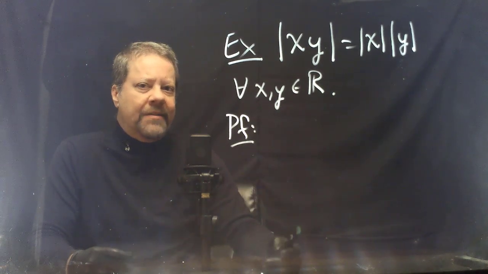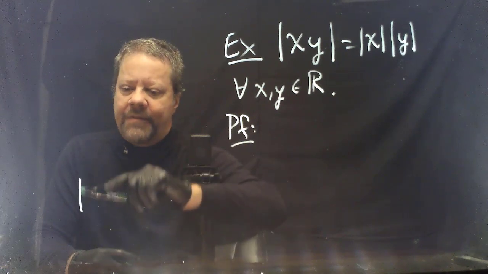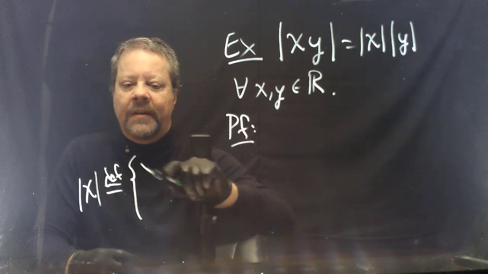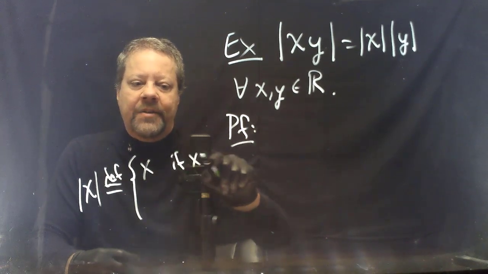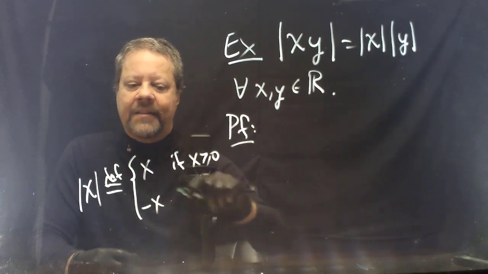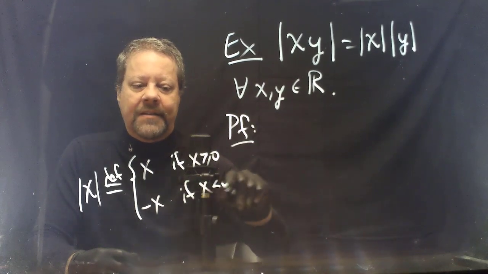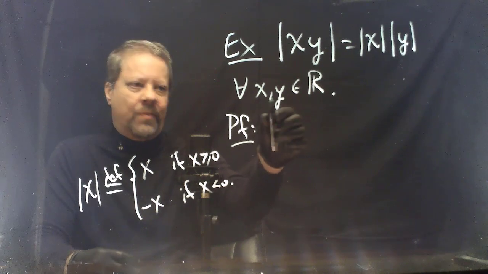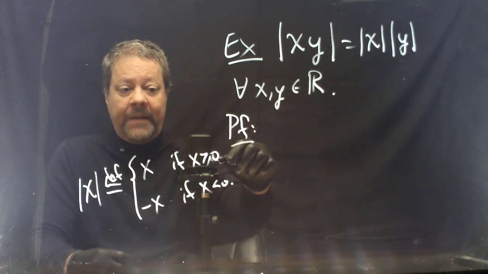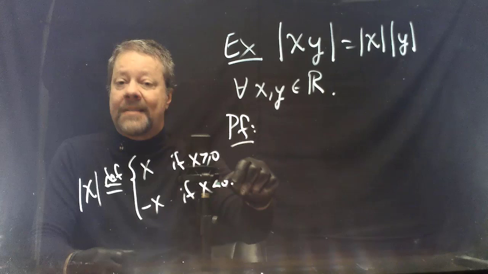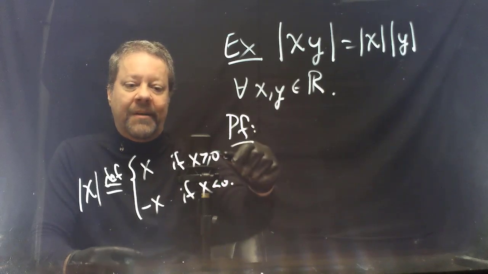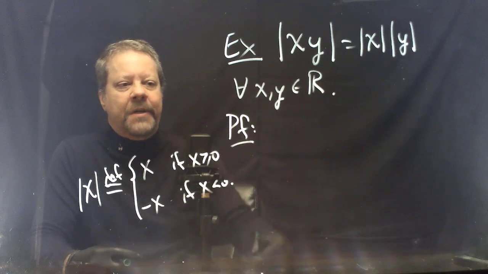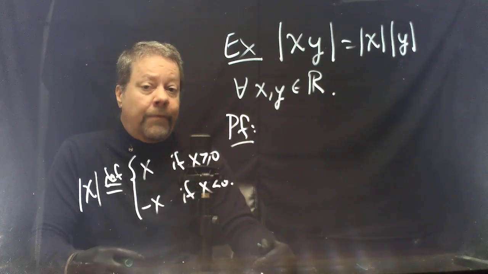What we'll do is we'll break this into cases, but we'll recall that the absolute value of x is, by definition, x if x is bigger than or equal to 0, and negative x if x is less than 0. So we'll break this into cases as to whether or not x is bigger than or equal to 0 or x is less than 0, and y is bigger than or equal to 0 versus y is less than 0. Since there are two options for each variable, there are going to be 4 cases.